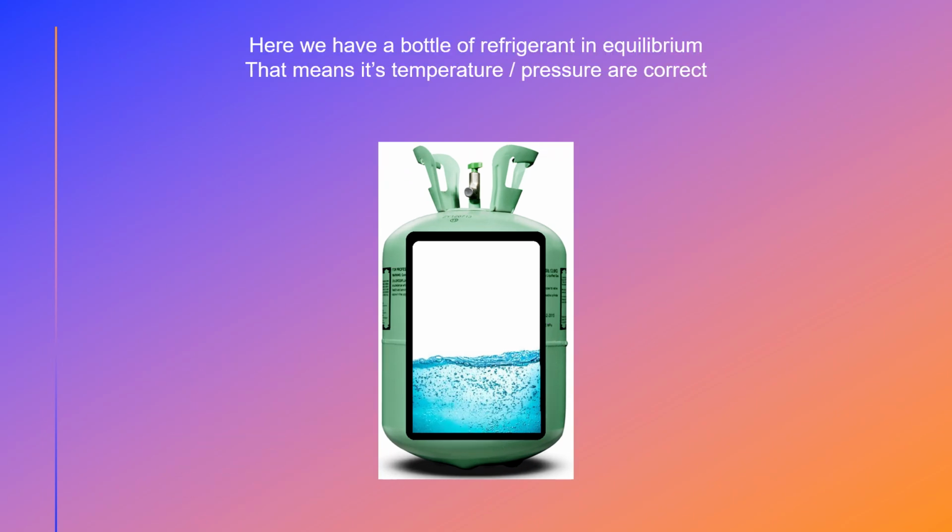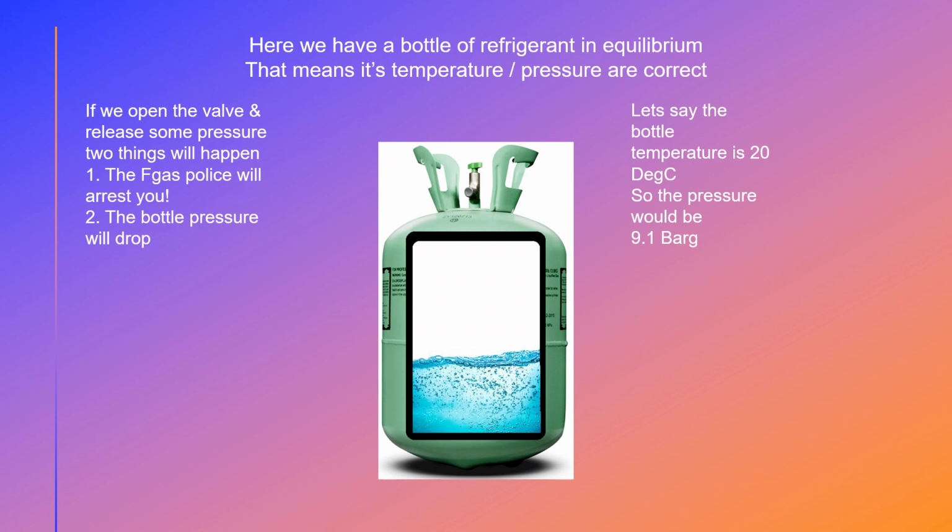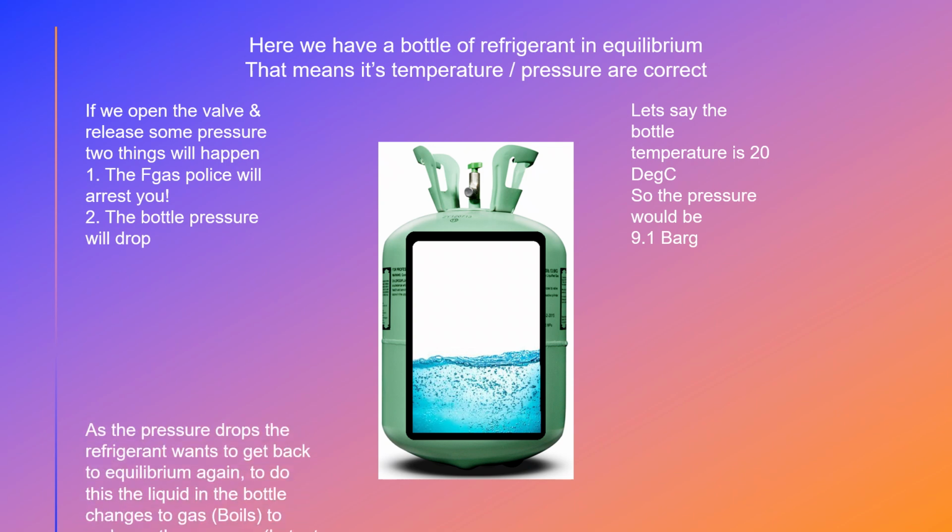Right, here we go. So here we have a bottle as shown before. Let's say the bottle temperature is 20 degrees centigrade, so the pressure would be 9.1 bar G. If we were to open the valve, this being the valve here, two things would happen. One, the F-gas police would come and arrest you, and two, the bottle pressure would drop.